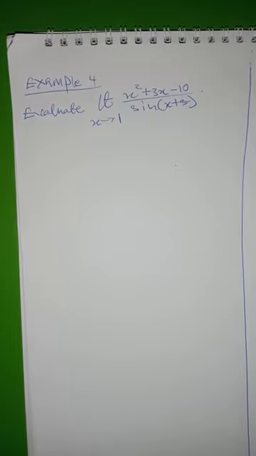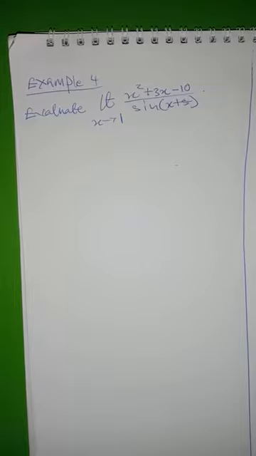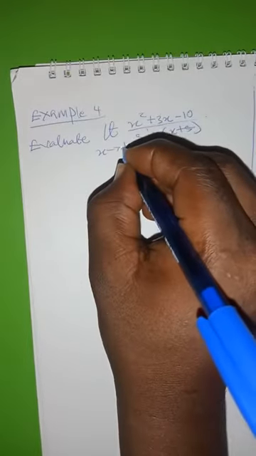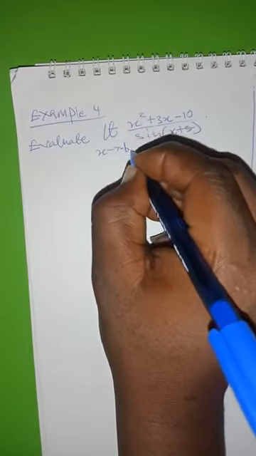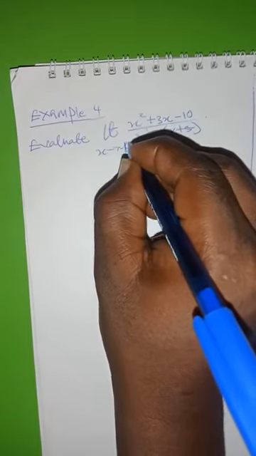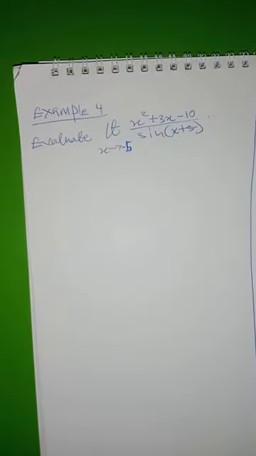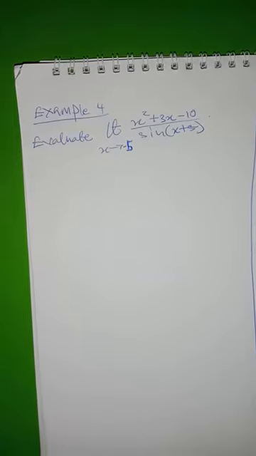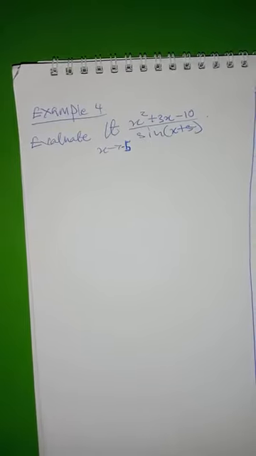Okay, let's see how we can manipulate this. It says find the limit as x tends to minus 5. That's when the limit will be difficult to deal with. X tends to minus 5 of x squared plus 3x minus 10 over sine x plus 5.